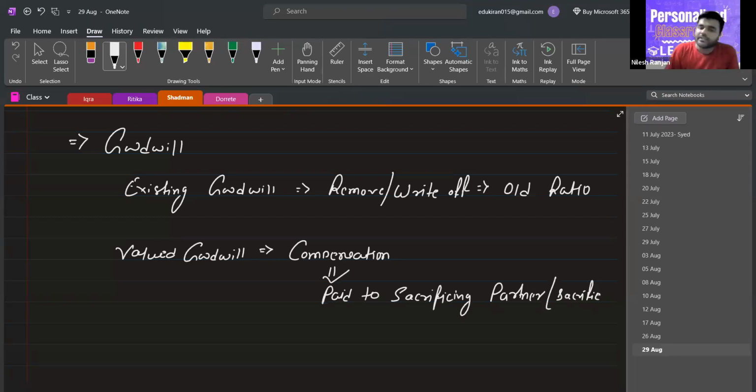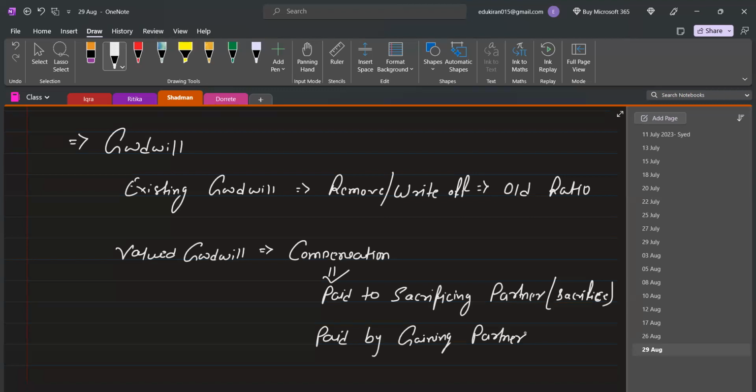The sacrificing partner receives, and it is paid by the gaining partner. And the partner who is neither gaining nor sacrificing, there will be no compensation paid by or paid to that partner.